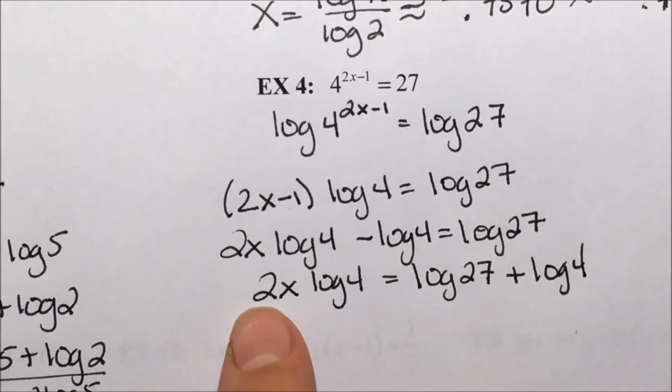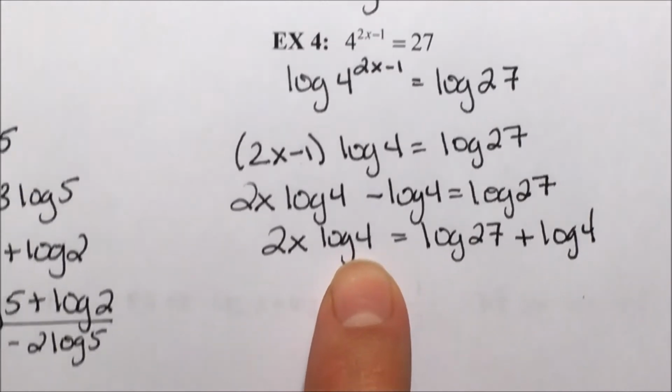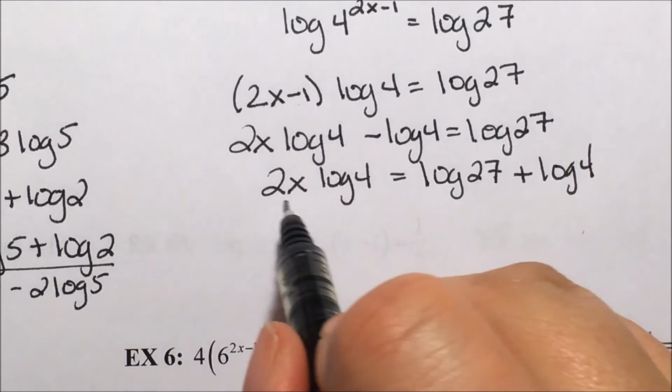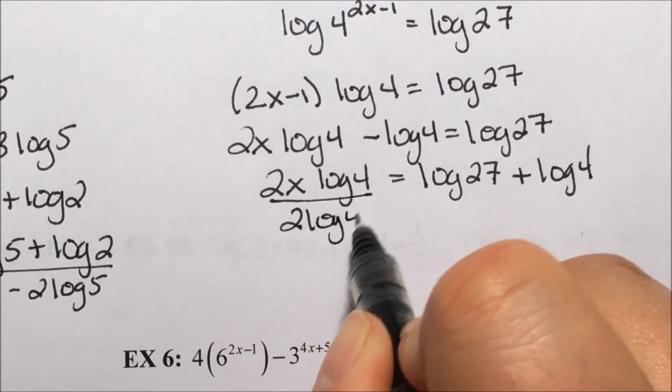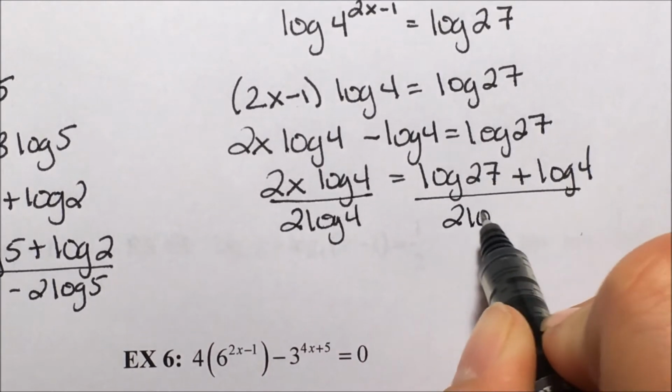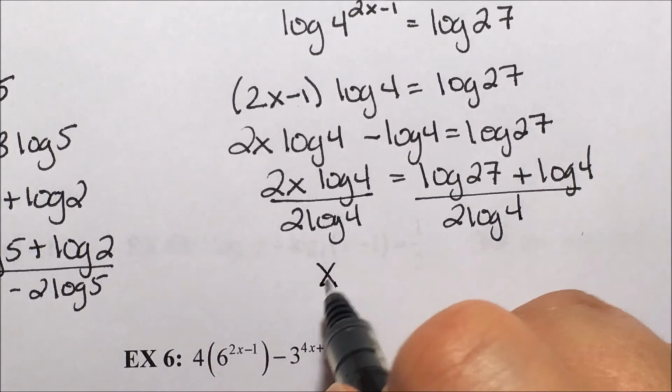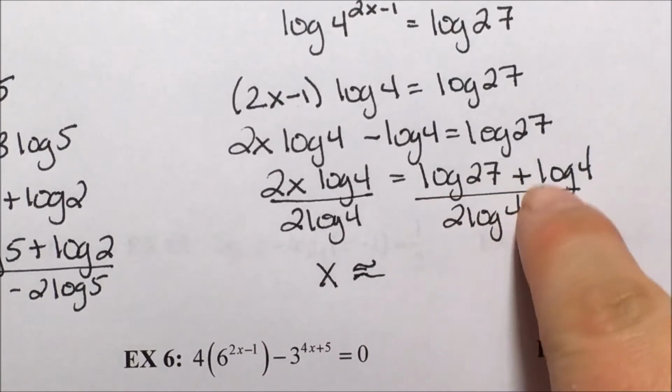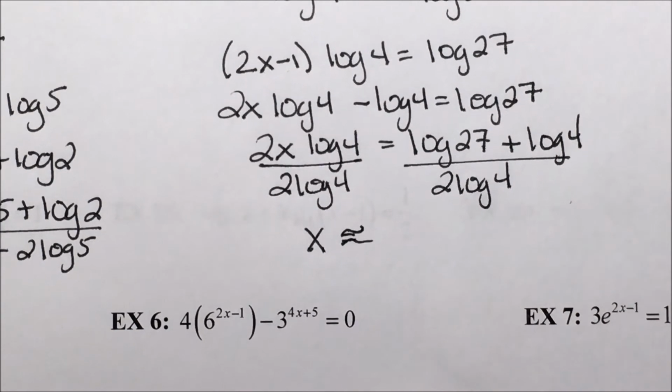And then finally, just getting rid of everything around the x, since that 2 and log 4 count as a coefficient. So x is equal to all of this. That would be my exact answer.